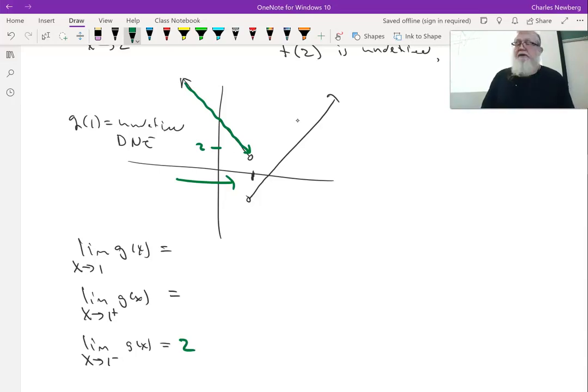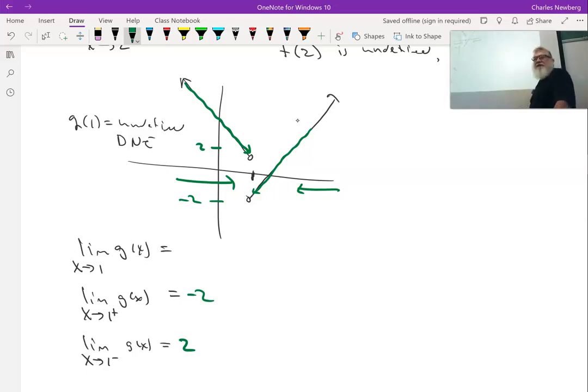Then let's do the limit as we come to 1 from the positive side. Coming in from the positives means this side. Where are those y values going to? They're going to that y value there. And what was that y value on the GeoGebra drawing? -2. So that is minus 2. Are 2 and minus 2 the same number? No. So what do we conclude about the two-sided limit?